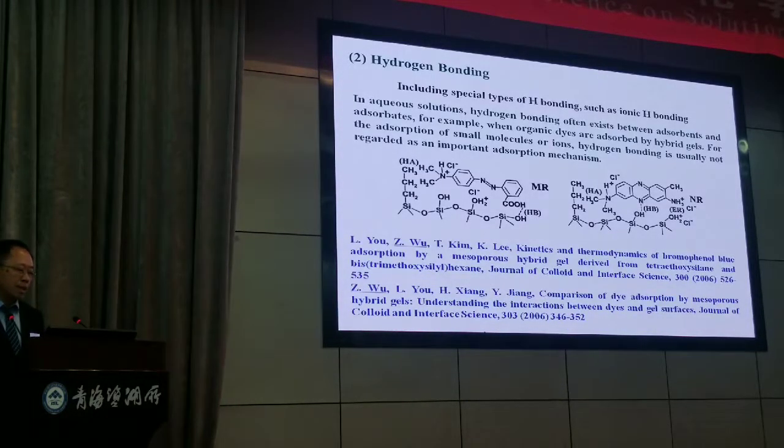How about H bonding? Here, adsorption includes special types of adsorption, such as ionic adsorption. In aqueous solutions, hydrogen bonding often exists between adsorbents and adsorbates. For example, the above organic dye adsorption. For the adsorption of small molecules or ions, hydrogen bonding is usually not regarded as an important adsorption mechanism.